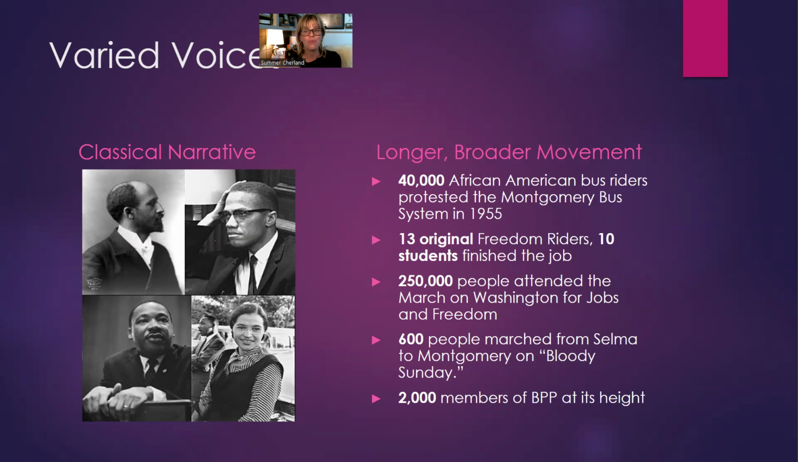But Hall is saying, whoa, this is a varied movement with varied voices. It's longer, meaning it's much older. It goes much earlier than 1950s, and it's broader. It involves people from all across the country. For example, she identifies there were 40,000 African-American bus riders who protested the Montgomery bus system in 1955 as a result of Claudette Colvin, Rosa Parks, and others who refused to allow segregation on these buses.